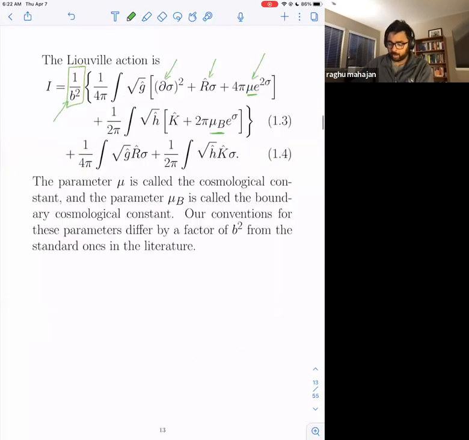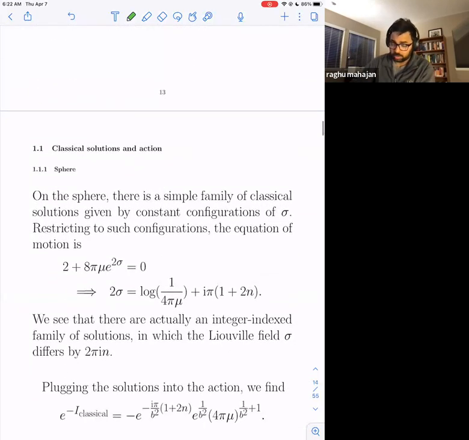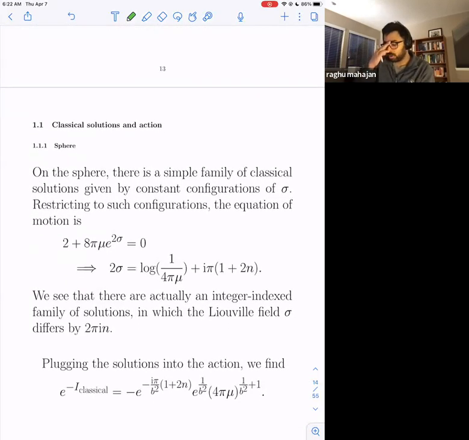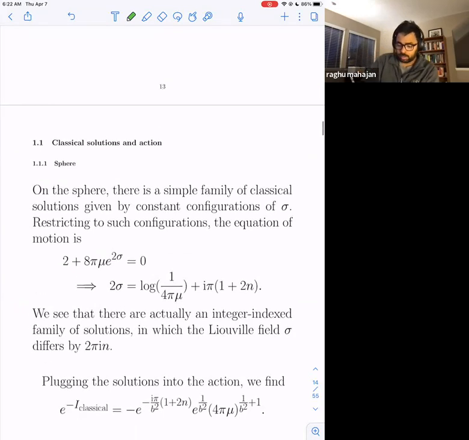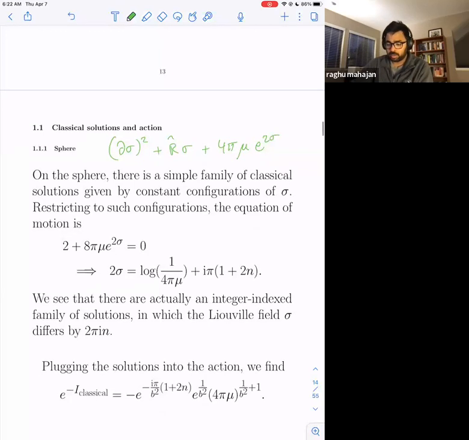Now to find the saddle point, we can write the equation of motion. So we just do the sphere now. So I will write the action here. It was d sigma square plus r hat sigma plus 4 pi mu e to the 2 sigma. This was the action. And we try to look for solutions that are constant. And r hat was equal to 2. So this is 2 sigma. So it's easy, very easy to write down the equation of motion. It's just 2 plus 8 pi mu e to the 2 sigma equal to 0.